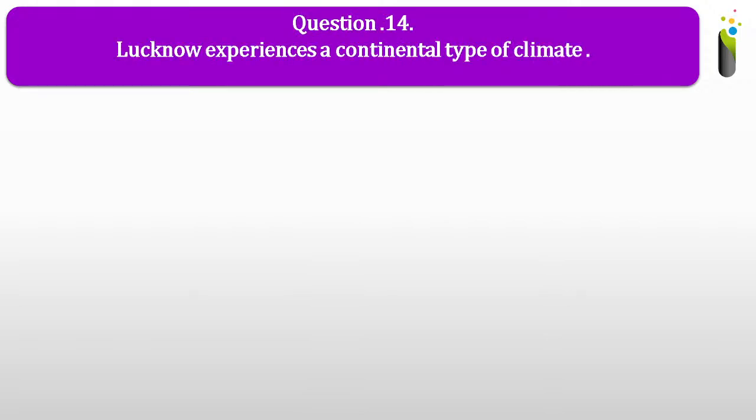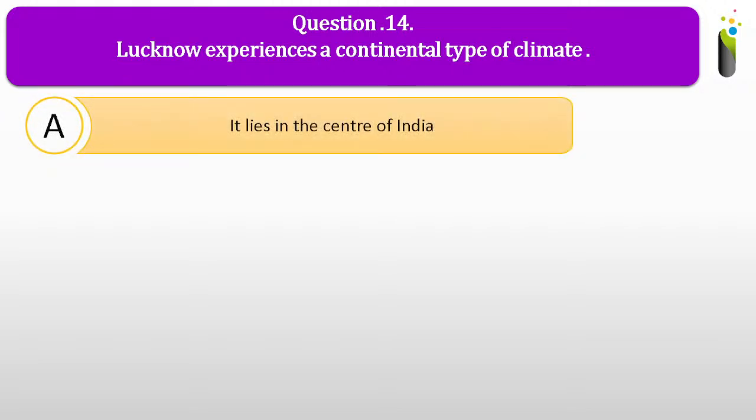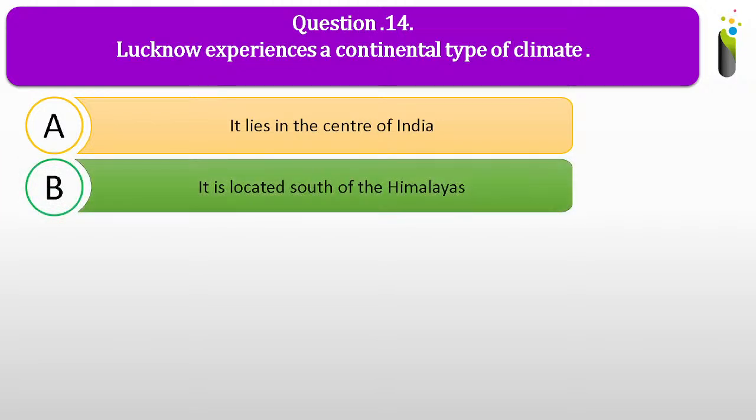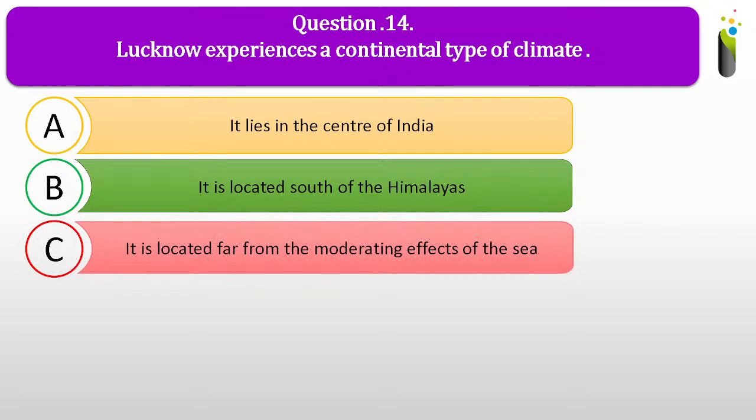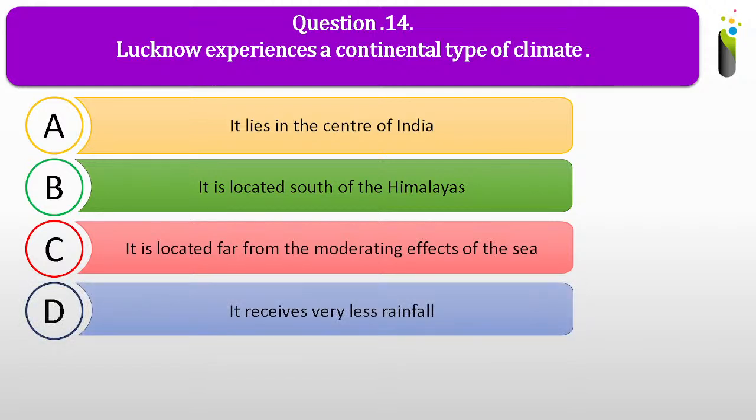Lucknow experiences a continental type of climate. Why? Your options are A. It lies in the center of India. B. It is located south of the Himalayas. C. It is located far from the moderating effects of the sea. D. It receives very less rainfall. And your time starts now.